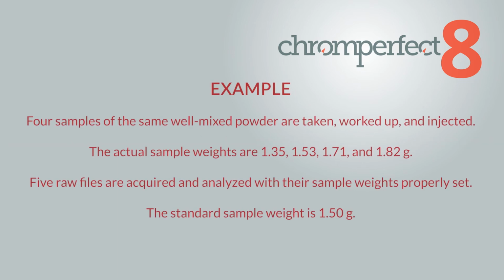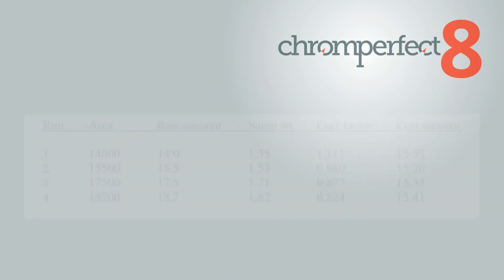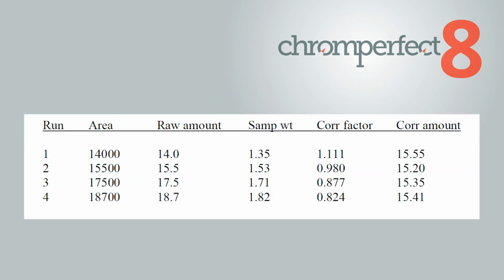For example, assume that 4 samples of the same well-mixed powder are taken, worked up, and injected. The actual sample weights are 1.35, 1.53, 1.71, and 1.82 grams. 5 raw files are acquired and analyzed with their sample weights properly set. The standard sample weight is 1.50 grams. The results are tabulated on screen.